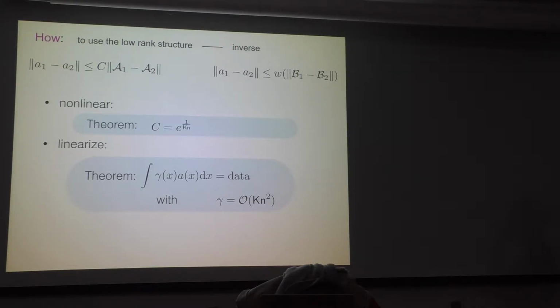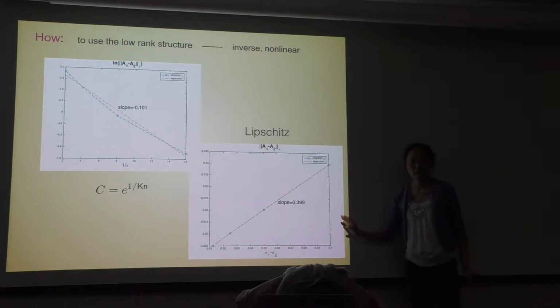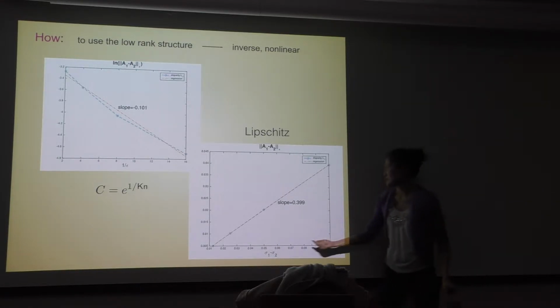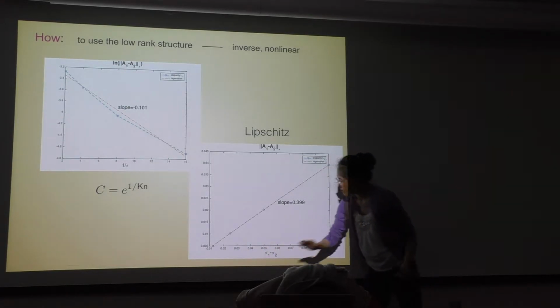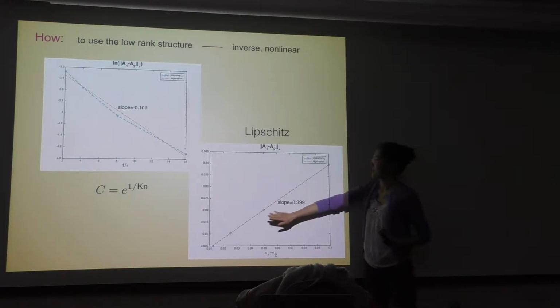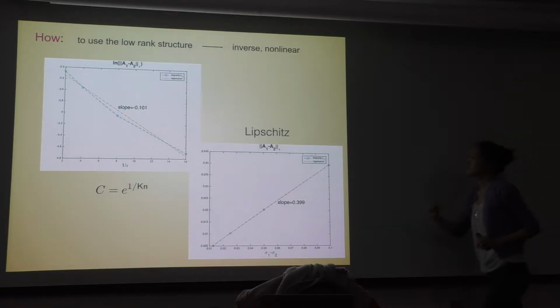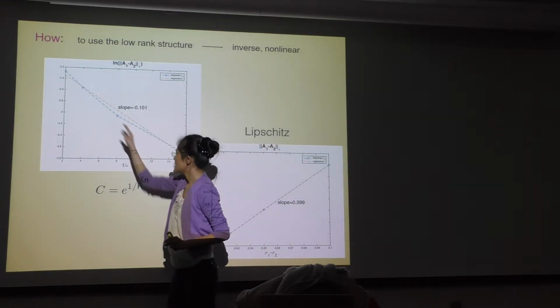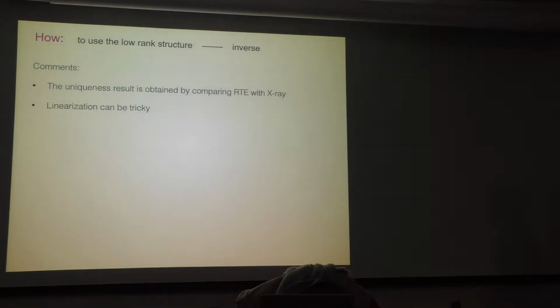So that's the stability issue for reconstructing my media using radiative transfer. These are some numerical simulations, and this is to demonstrate that this system is indeed Lipschitz, in the sense that I perturb my media linearly, and the perturbation in my observation grows linearly with it. And this is to show that this constant indeed grows exponentially fast when your Knudsen number is small.